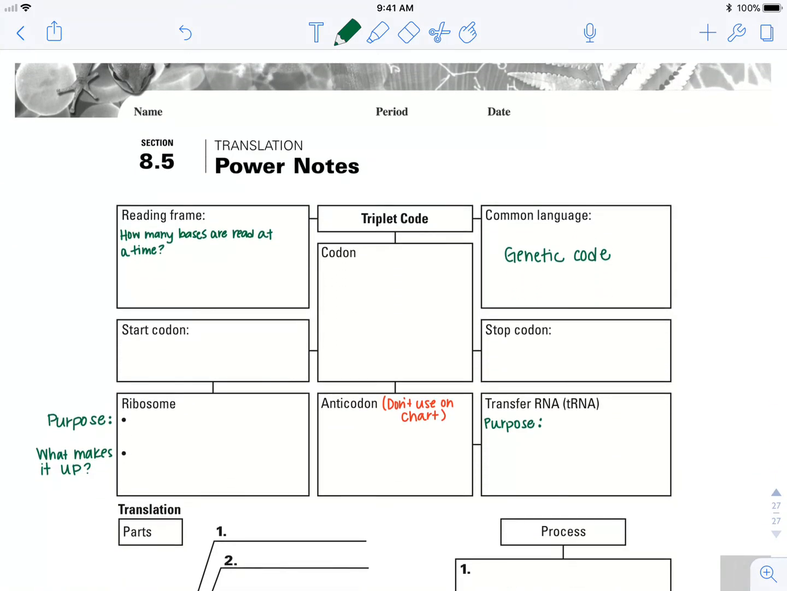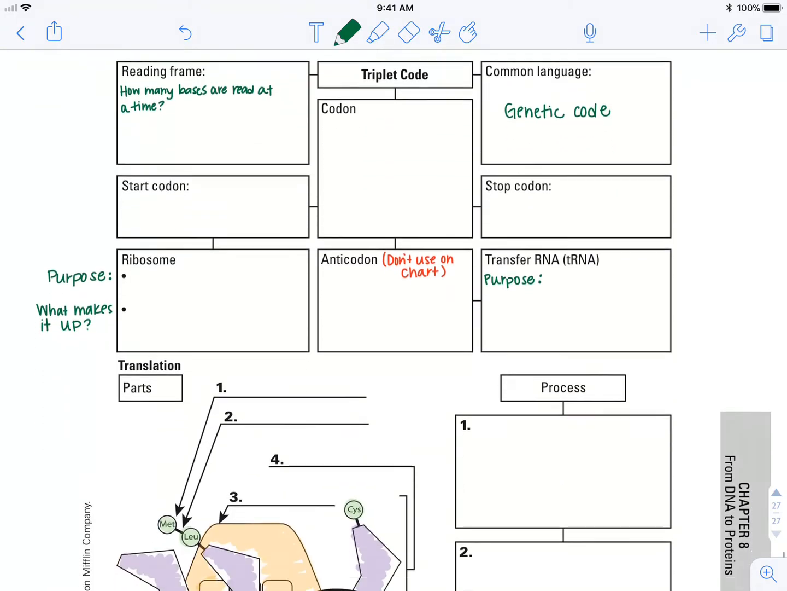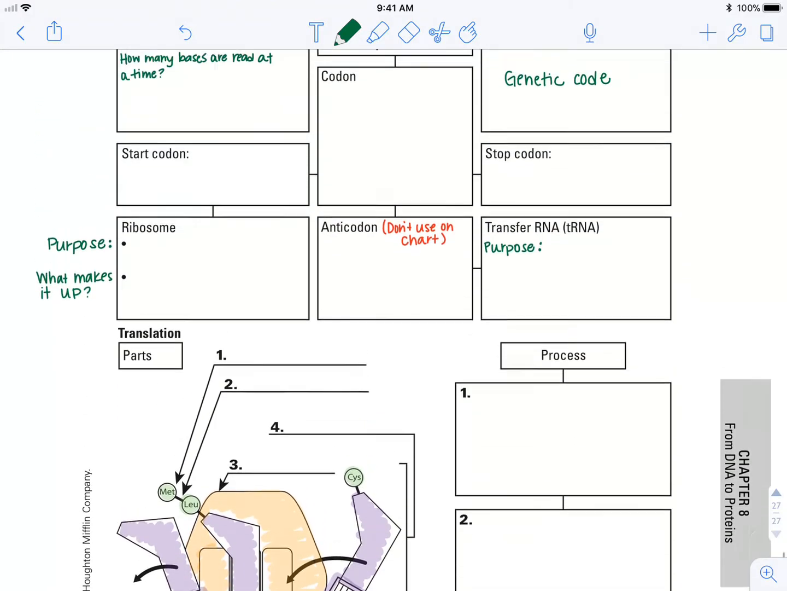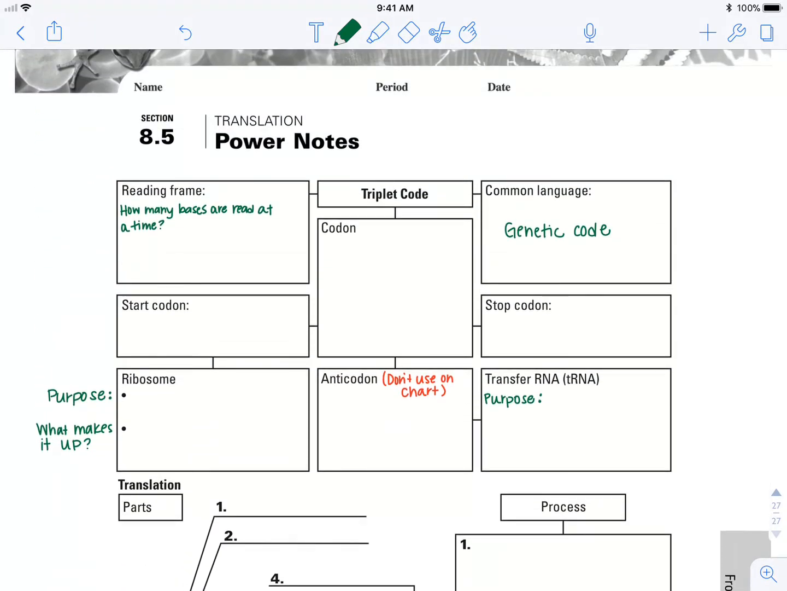All right, now that we've gone through some of these notes, the last thing I want you guys to do today is go through and try to fill out these power notes. Now, the power notes that are found on Schoology already have all of these words written in and the color-coded process. I just want to talk about this so you make sure you know what you're doing with it. When it asks for the reading frame, you're just going to answer this simple question. How many bases are read at a time? Do I read 1 base at a time, 2 bases, 3 bases, 5 bases, 10 bases? How many bases pair up with an amino acid?